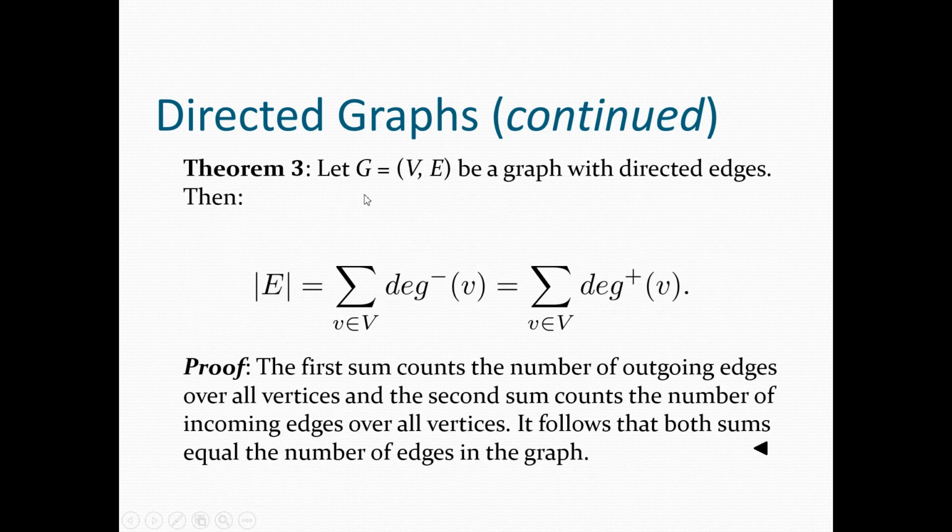Next theorem. Let G be a graph with directed edges. Then the sum of all the in degrees of the vertices V belonging to V is equal to the sum of the out degrees over all the vertices V belonging to V, and this is equal to the number of edges.